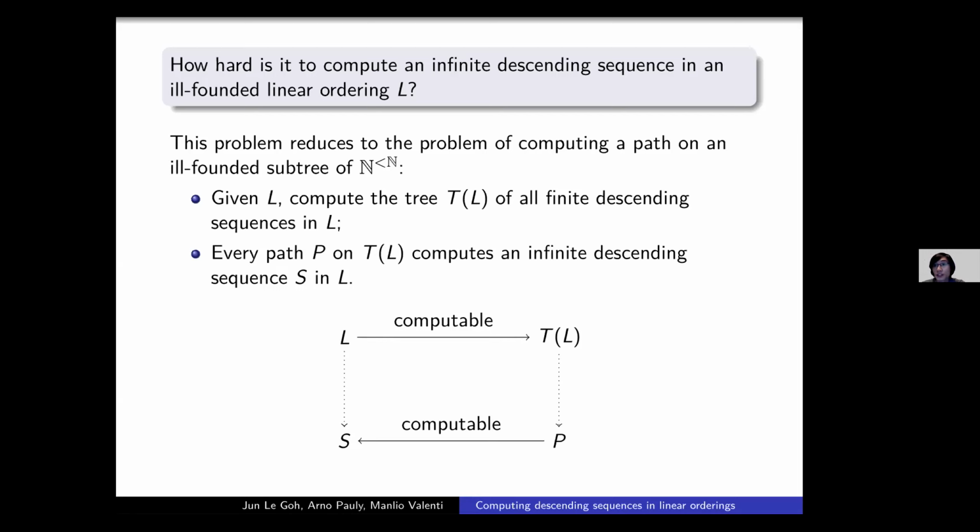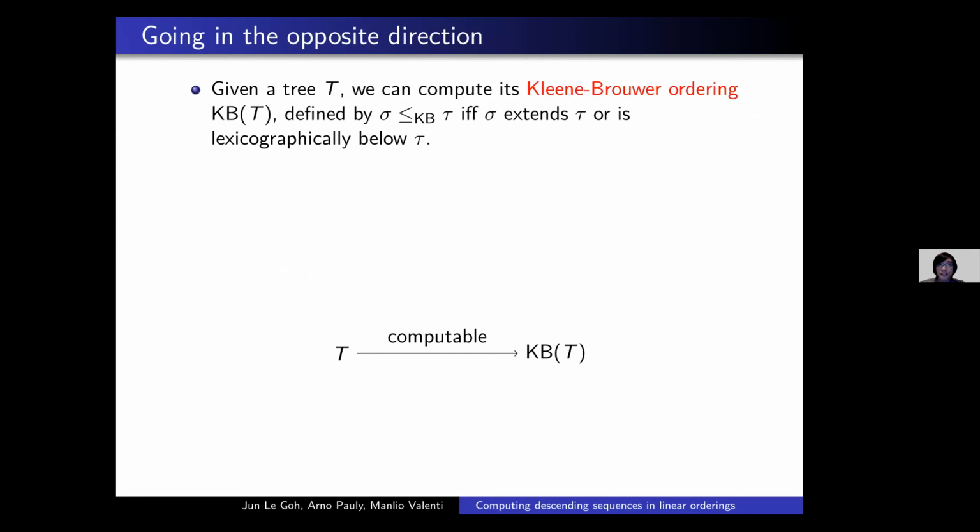Okay, so we have a reduction in one way. So what this says is that the problem of computing paths is at least as hard as the problem of computing descending sequences. And so the natural question is, how about the other way around? If, say, we want to compute a path on a tree, is there some way to reduce this to the problem of computing a descending sequence? Well, there is some kind of reduction. Let's just go through what it is.